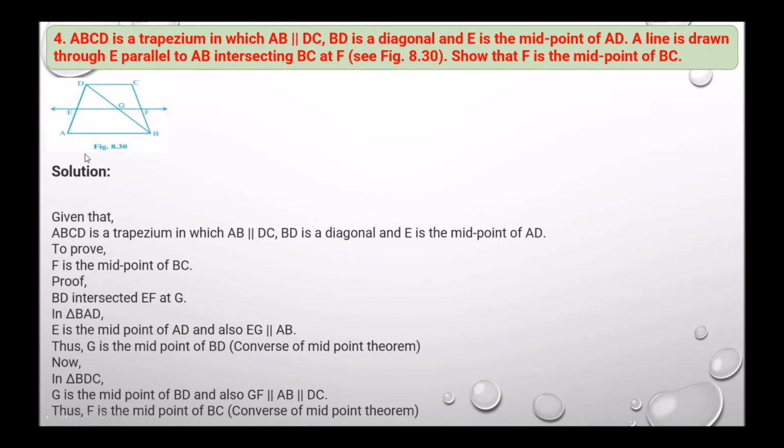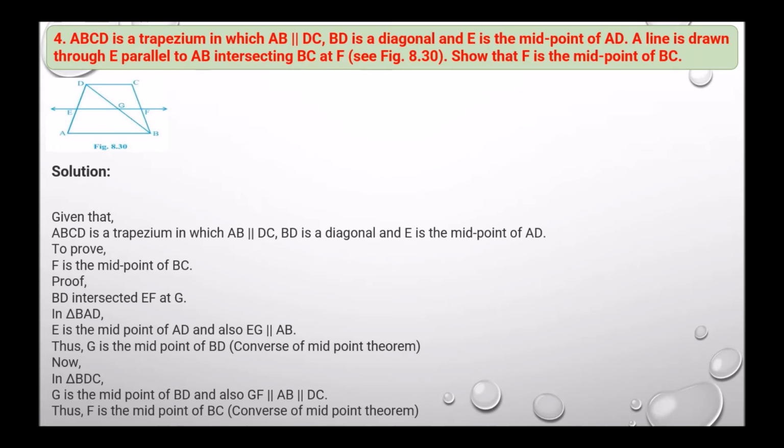Proof: we have to prove that BD intersects EF at G. So in triangle BAD, E is the midpoint of AD and also EG is parallel to AB. Thus G is the midpoint of BD, by the converse of the midpoint theorem.